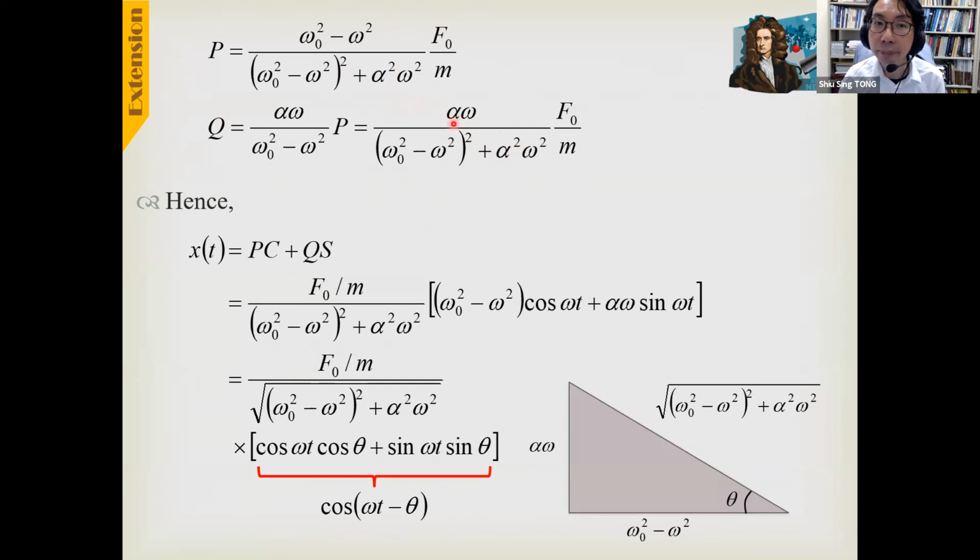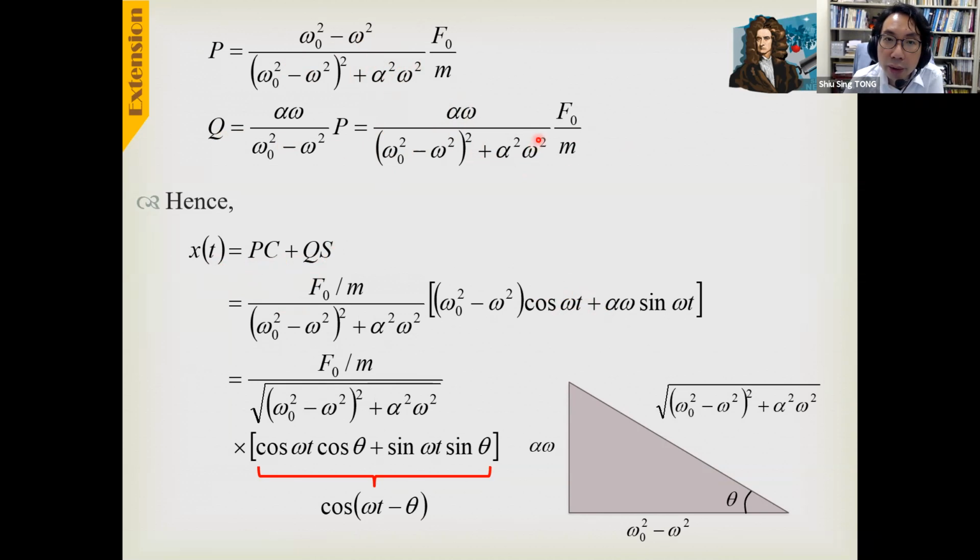Which is rather messy, but it's straightforward. The calculation is straightforward, but quite messy. So now I have the displacement. The displacement is PC plus QS, right? P is this, the cosine term, and Q is this.